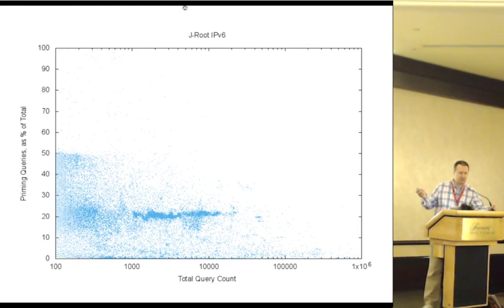Again, this is the current JRoot IPv6 address, and this is telling me that there is a cluster of client IP addresses that send something like 1 in 5 of their queries as priming queries. That's a lot higher than anyone would predict, based on what we know about how DNS is supposed to work. It's not supposed to work that way. So either these are not recursive name servers the way we think of them, or they are something else.